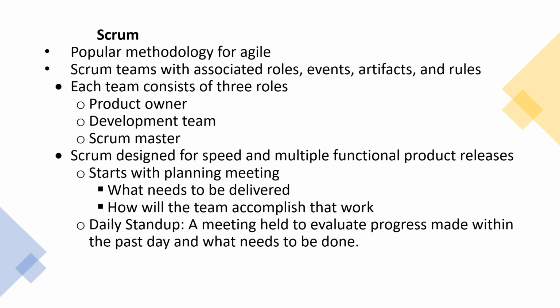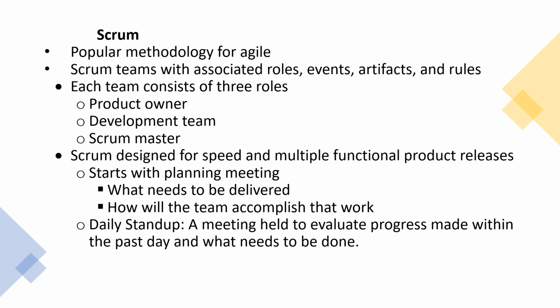Scrum is another popular methodology that is used for Agile. Scrum has teams with associated roles, events, artifacts, and rules. Each team consists of three roles: the product owner, the development team, and the Scrum master. So that means these people work together to achieve the best outcome of the system development.